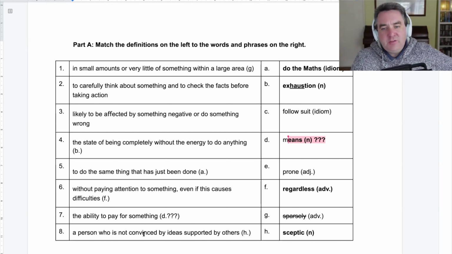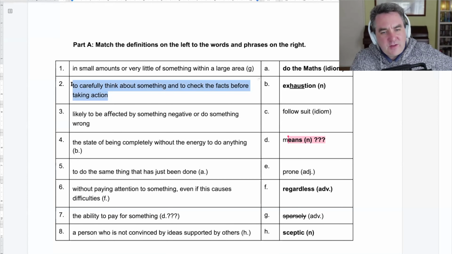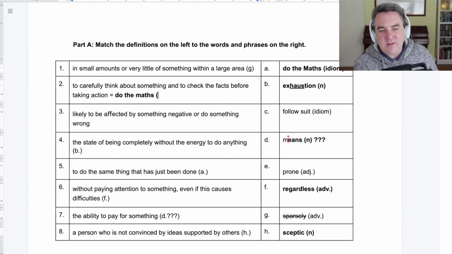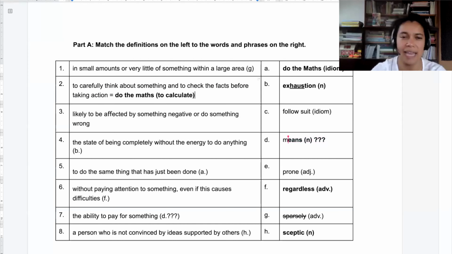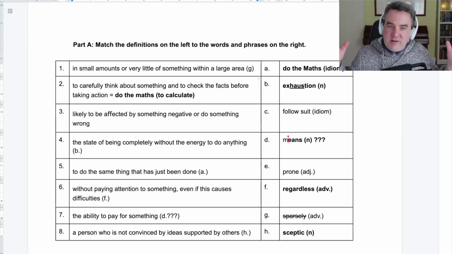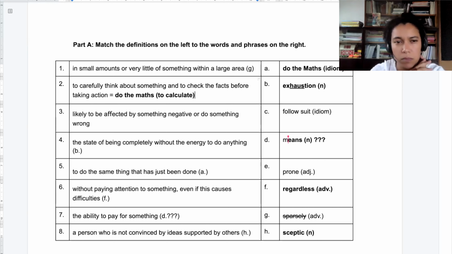Okay. So we've already decided sparsely is in small amounts within a large area. Yeah. To carefully think about something and to check the facts before taking action. This would actually be do the maths. Yeah. So it's like to calculate before you do something. So it's like you're considering everything before you decide to do it. Yeah. So yeah, it kind of makes sense.